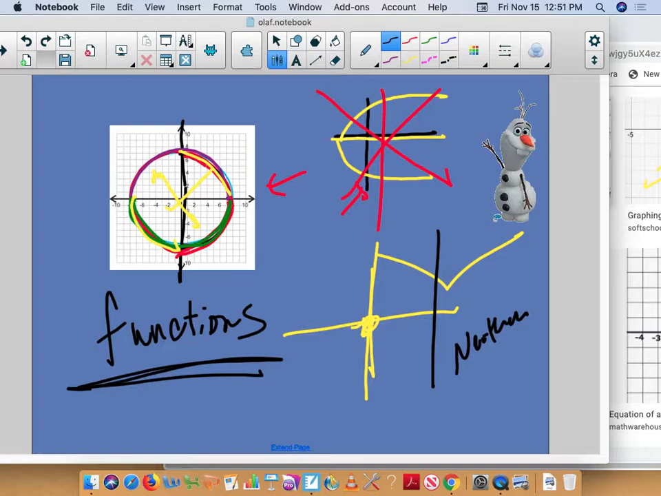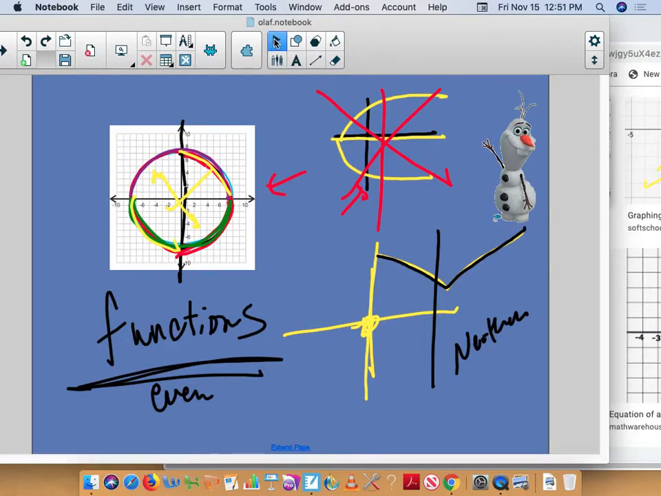Okay? But if it's an even function, then I know that it's not just symmetric. If it's even, I know it's symmetric to the y-axis. Do you see that the black and the yellow are both functions? Okay? They look identical. This one is a function, the yellow one, but I couldn't say it's even. Even is reserved for when it will fold over itself on the y-axis.